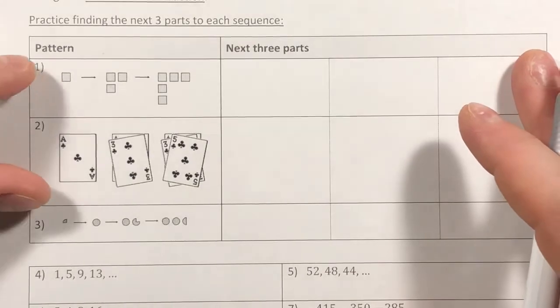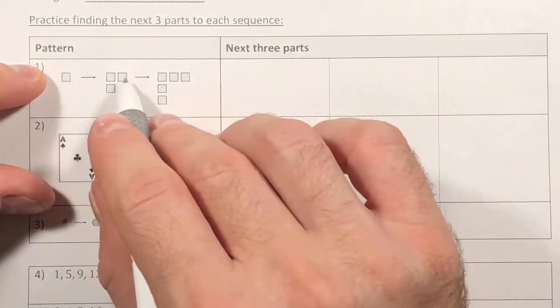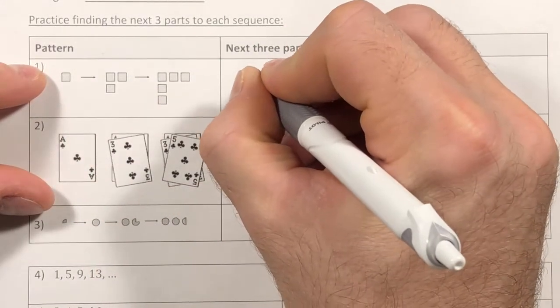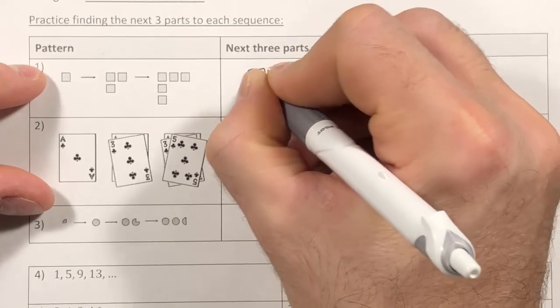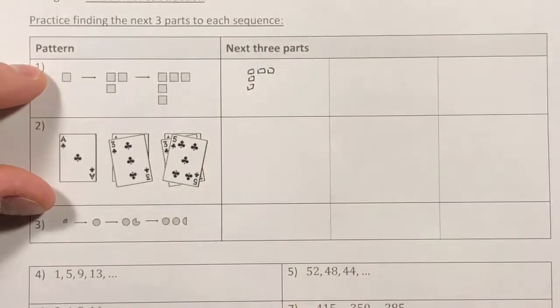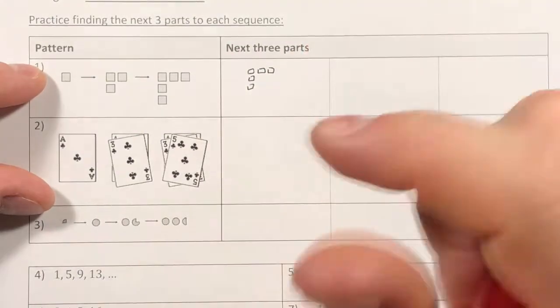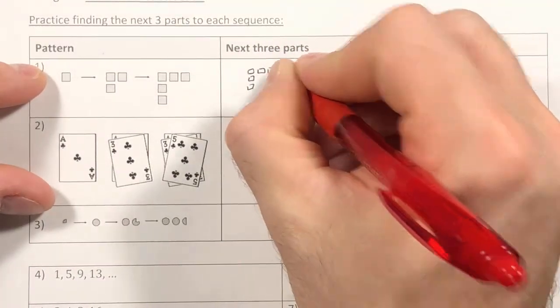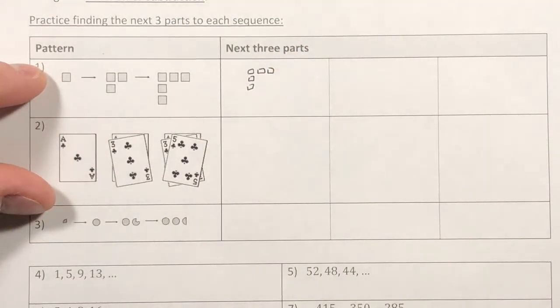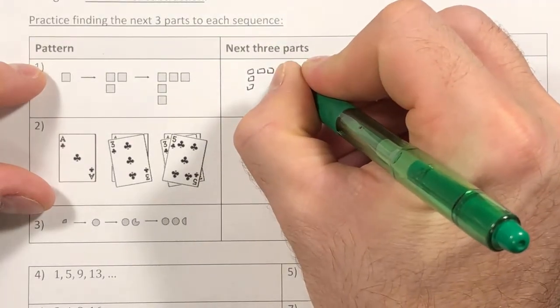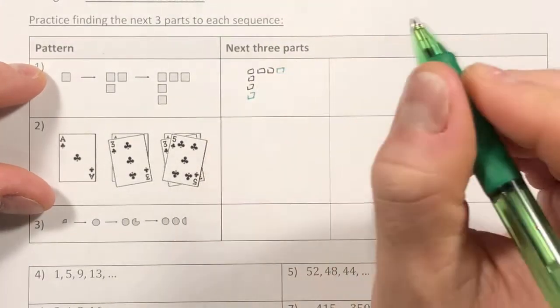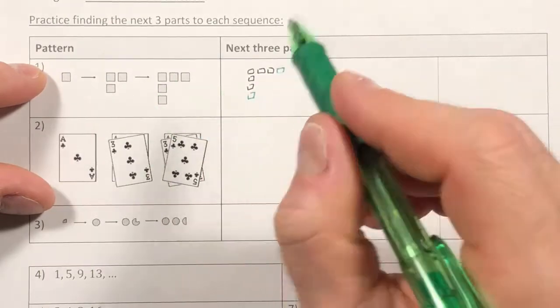So we can pretty much guess that my next one, I'm probably going to have my original 3 up here and my original 3 on the left, and I'm going to add in an extra square. Actually, let's do this in green. So there's my new square, and I'm continuing the pattern.